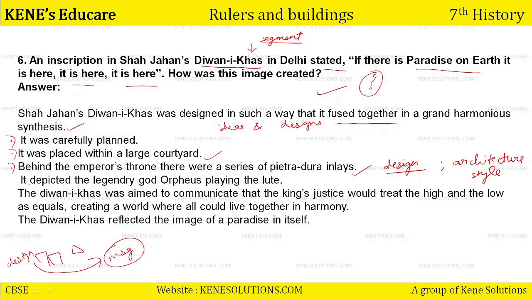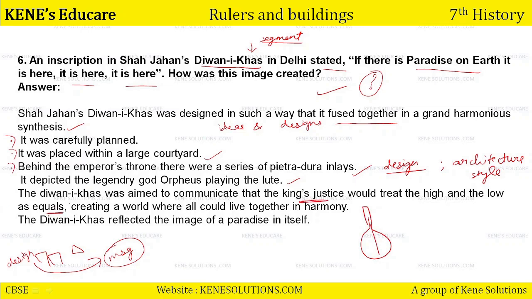Then it depicted the legendary god Orpheus playing the lute. Lute एक instrument होता है. It resembles not a guitar, I should say, but it's a very small version of a guitar, something like this. Okay, lute.